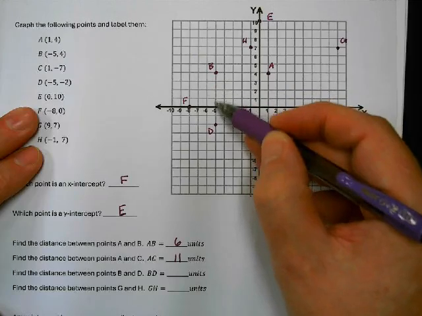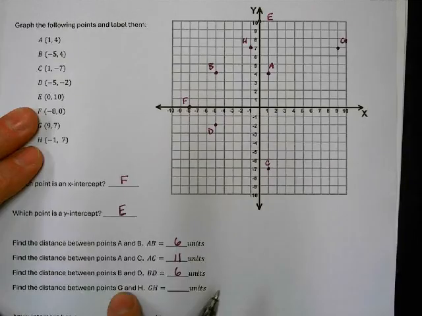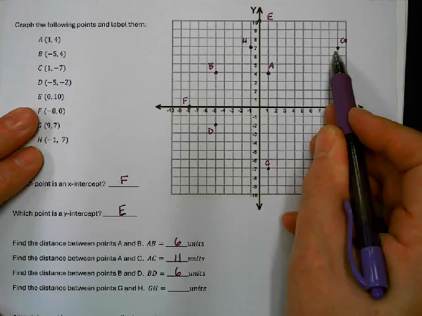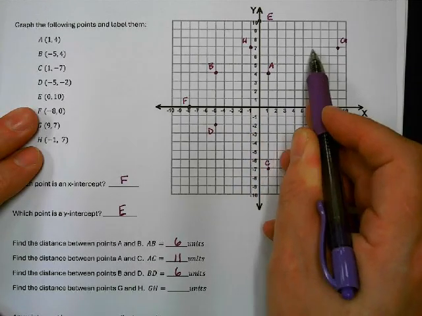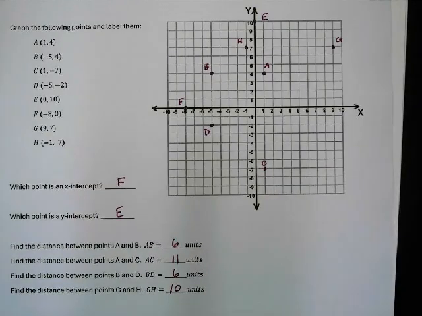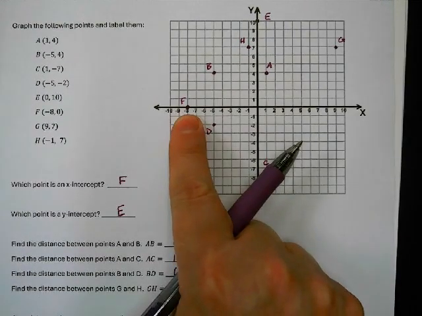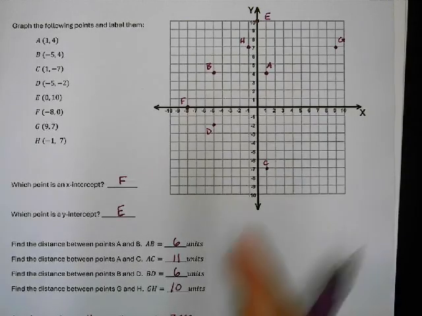And finally, G and H. Here's G and H. So I'm just going to count forward. 1, 2, 3, 4, 5, 6, 7, 8, 9, 10. There we go. All right, any x-intercept has a y-coordinate equal to 0. Any y-intercept, this was E, has an x-coordinate of 0.